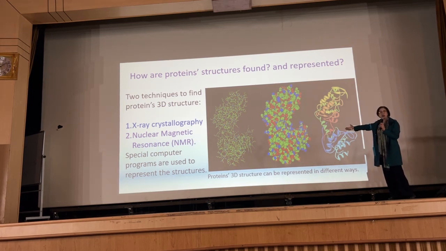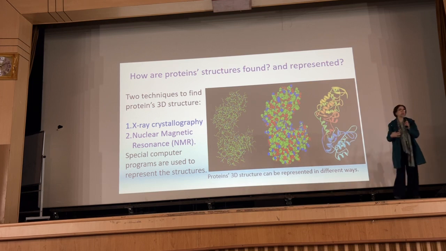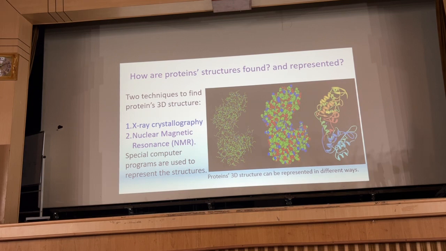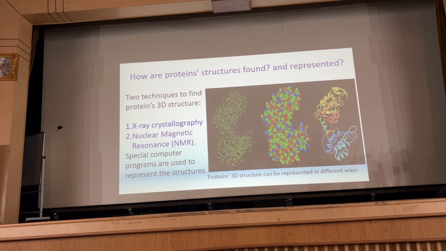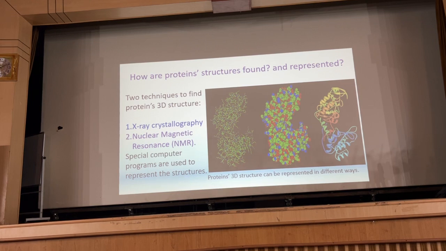What are these we see? These are the true three-dimensional structures. When it comes to molecules, these techniques, X-ray crystallography and nuclear magnetic resonance, NMR, are the techniques that are like taking an indirect photograph of proteins.